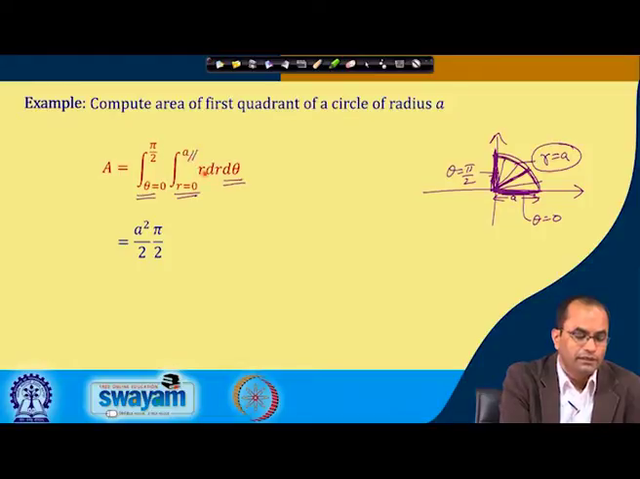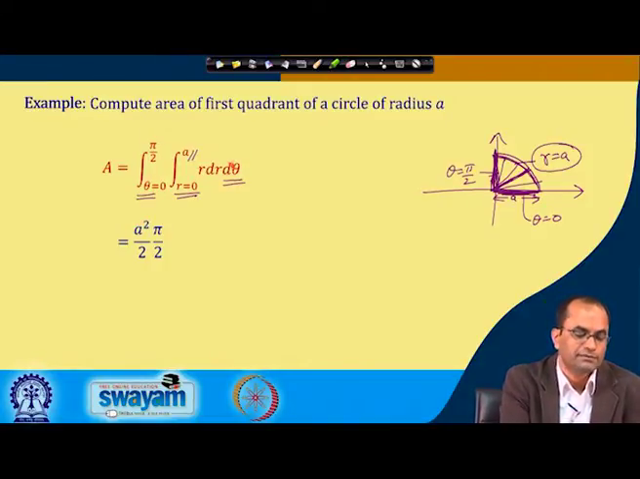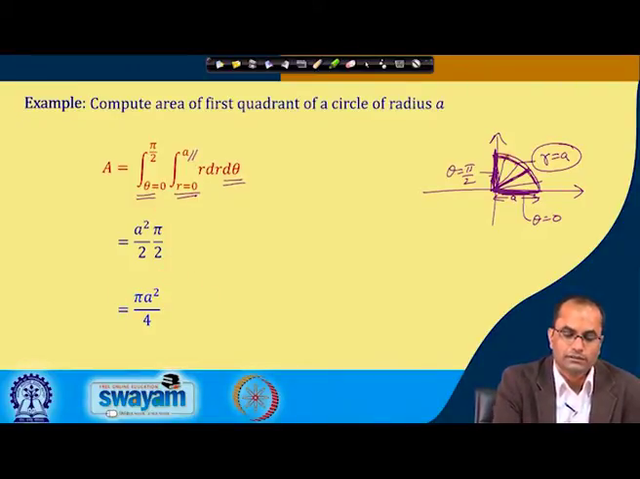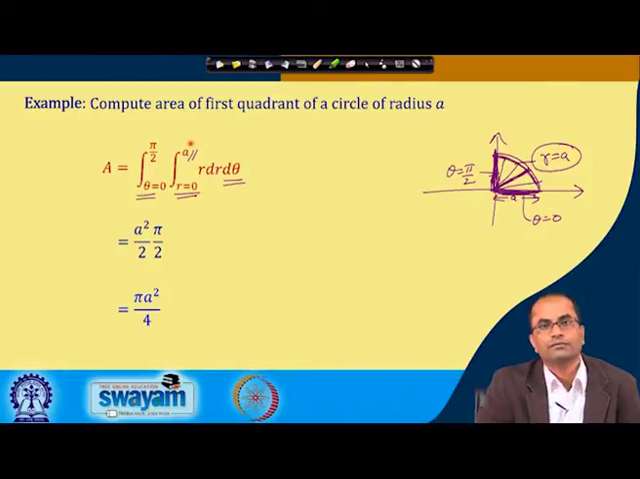Which will be here r square by 2. So, the upper limit of r is a, so a square by 2, and then from the outer integral, when we integrate with respect to theta, the theta will appear, which gives us pi by 2. So, that is the area of this part of the circular region: pi a square by 4, which we have easily evaluated with the help of the integral in the polar form.